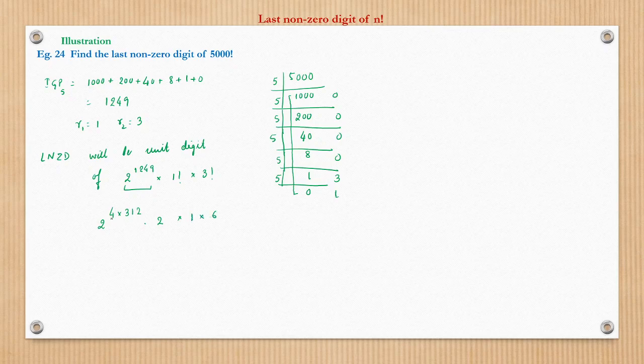Now this is nothing but 2 has a power which is a multiple of 4. So therefore this will end with 6. This will end with 2. This will again end with 6. So here the answer is nothing but 6 times 2 is 12, 12 times 6 is 72. So 72, unit digit is 2. Therefore, the last non-zero digit is nothing but 2.